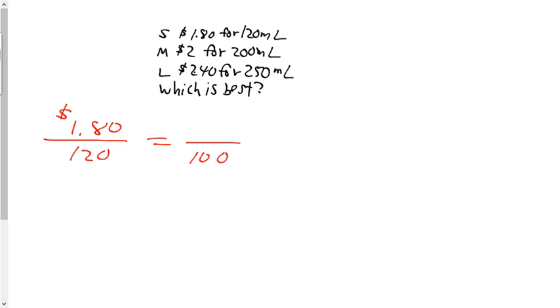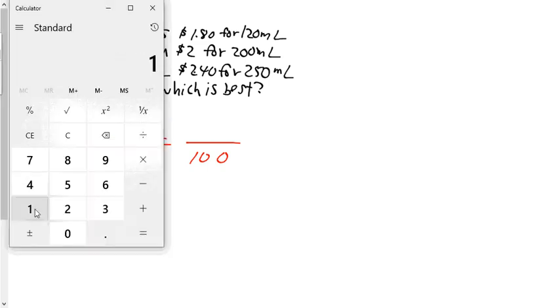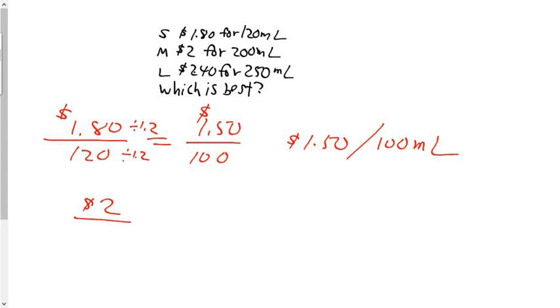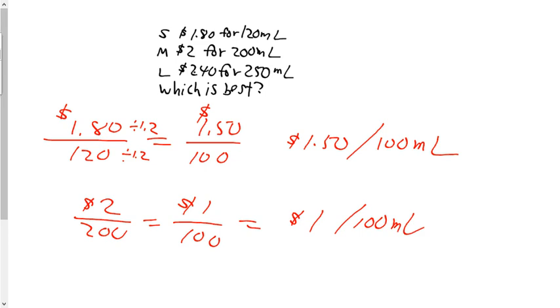So here we're going to divide by 1.2 and divide by 1.2. And $1.80 divided by 1.2 means it costs $1.50 for 100 milliliters. So the small is, as a rate, $1.50 for 100 mils. So that's the unit rate for a small. For a medium, it's $2 for 200 mils. So therefore, that's pretty easy. It's $1 per 100 mils for the medium. So far, that's the better deal of the two.